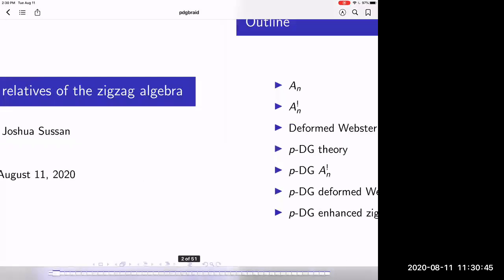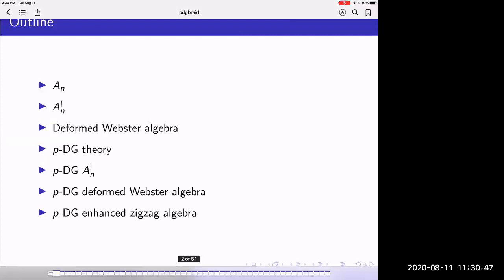So maybe just a quick brief outline. I don't know how much we'll get to. So the first section will be this algebra AN, which is essentially the zigzag algebra. Then we'll move on to its Koszul dual, AN shriek. Then we'll look at a deformation of AN shriek. I'll call this the deformed Webster algebra, which we also saw a little bit of in Joel's talk.